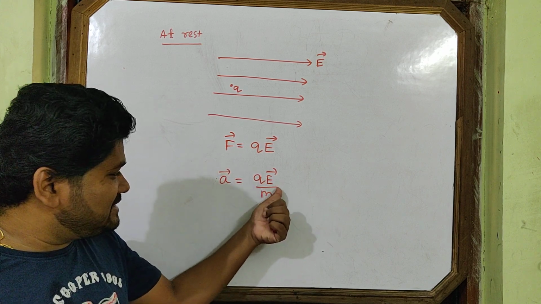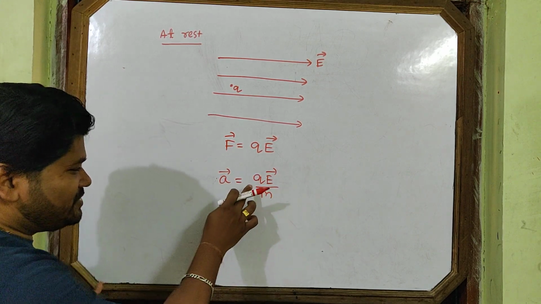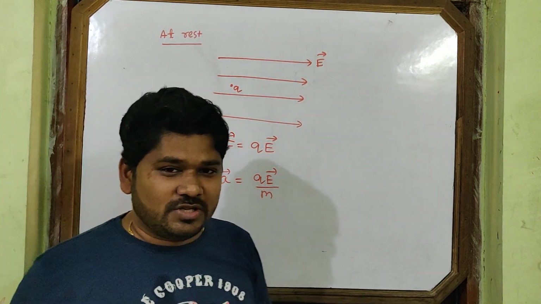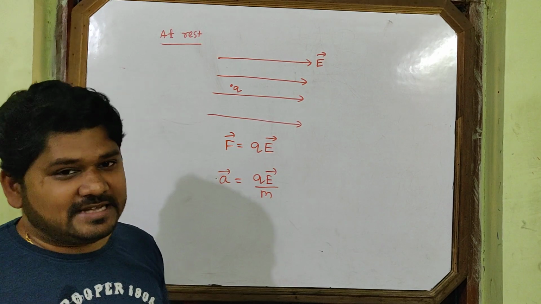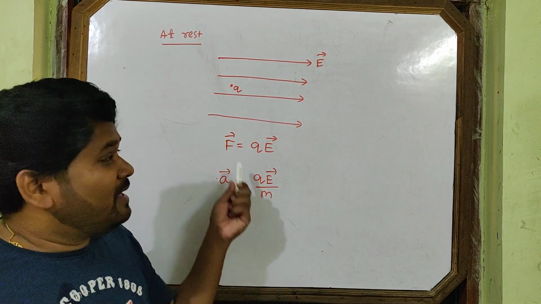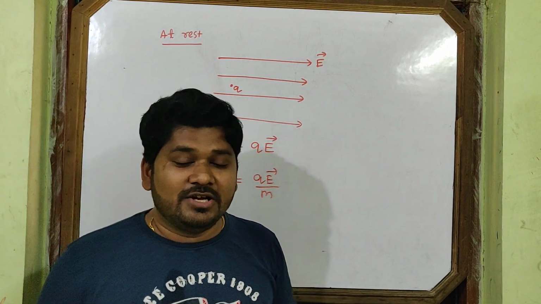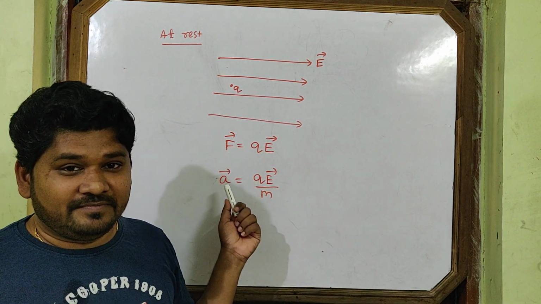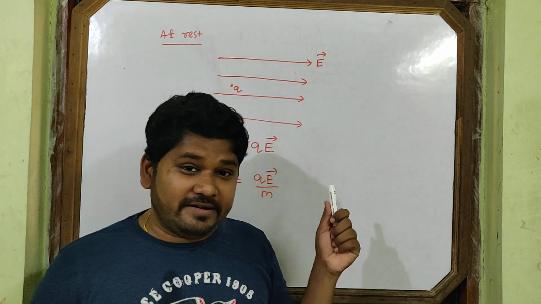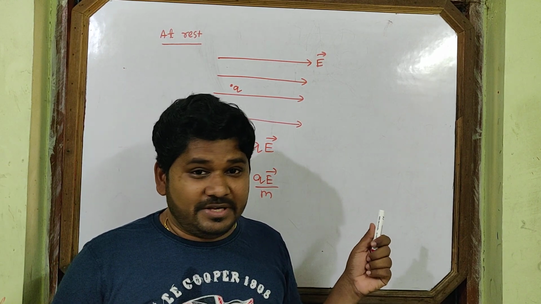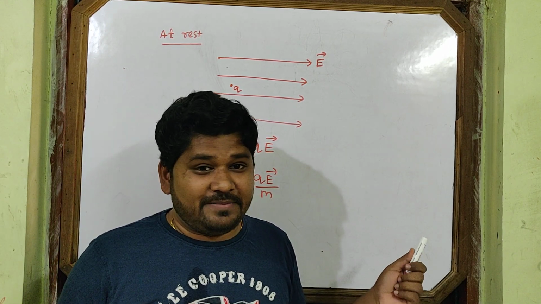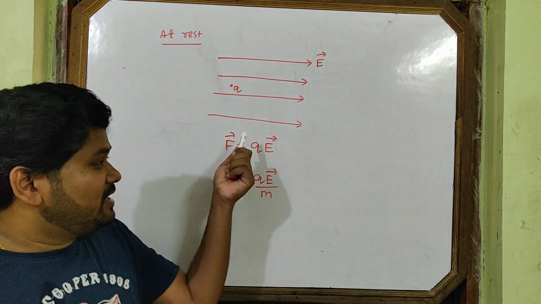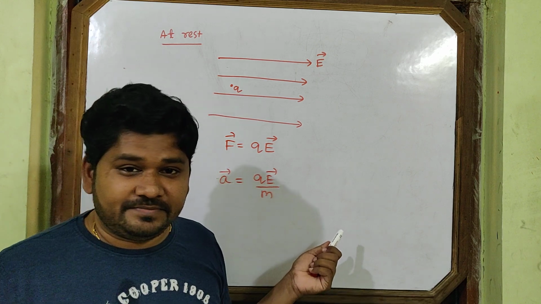Now you see the acceleration magnitude: Q is constant, E is constant, M is constant. Is the acceleration constant? Yes, this acceleration is constant. As acceleration is constant, all the equations of motion are valid for this. What equations did you write in class 11th? V is equal to U plus at, S is equal to ut plus half at square, V square minus U square equal to 2as. All equations are now valid for this.